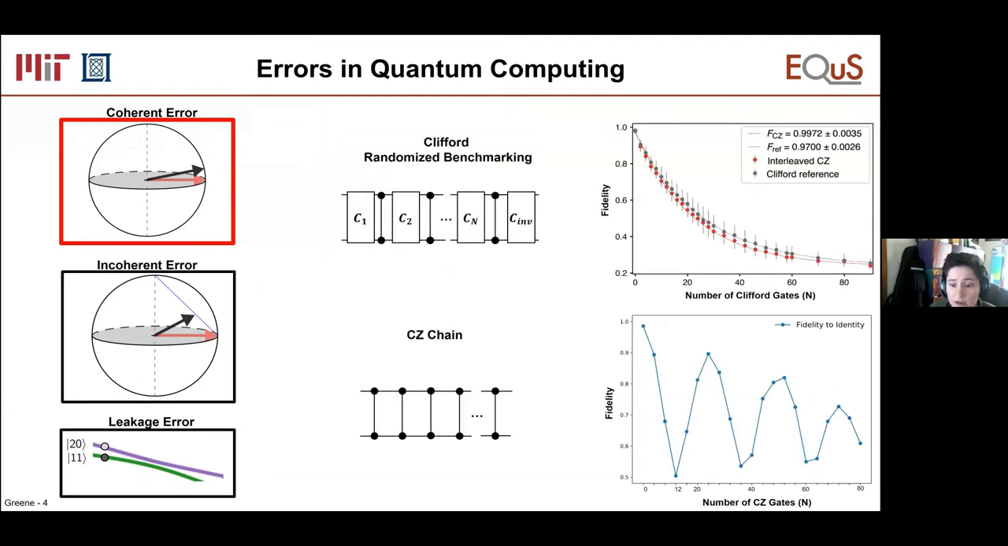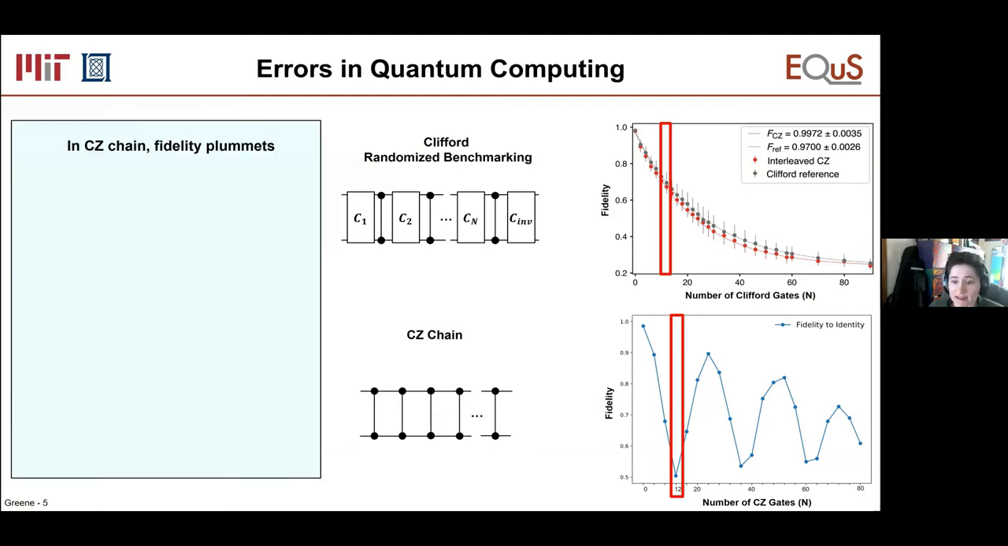Consider, if you would, these two circuits: on the top, an interleaved randomized benchmarking curve, and on the bottom, just a simple chain of CZ gates. For a high fidelity CZ gate, when we compare the performance versus circuit length for these two different circuits, the difference between them is huge. In the CZ chain, the fidelity plummets. By 12 gates, it's almost a half.